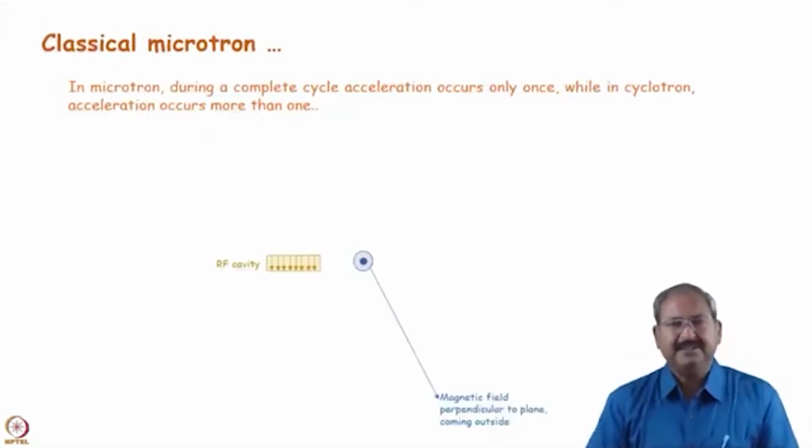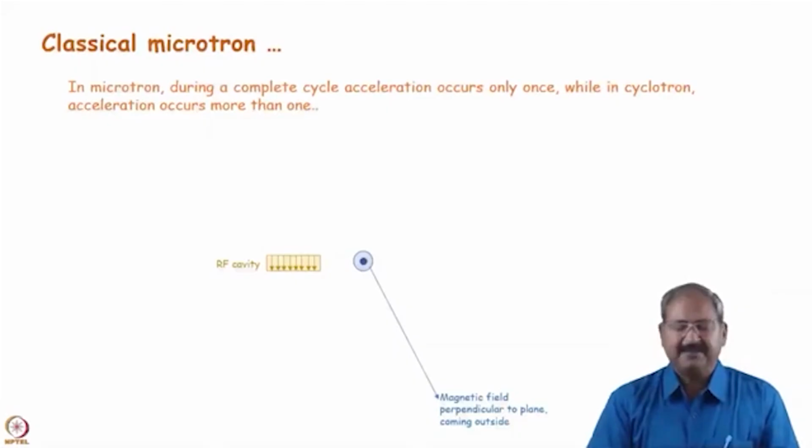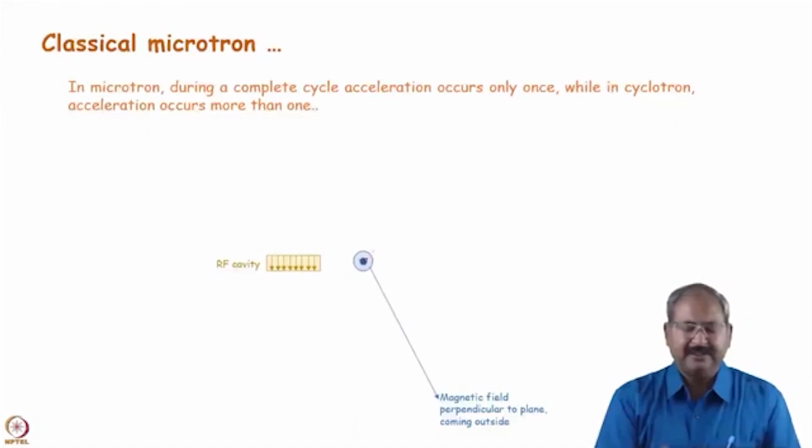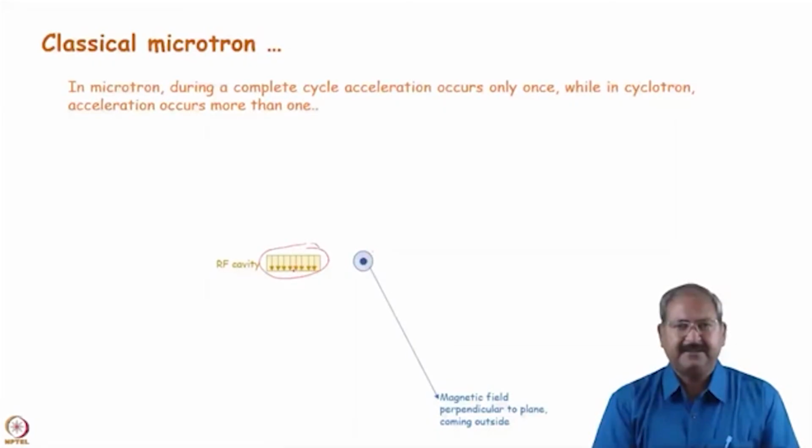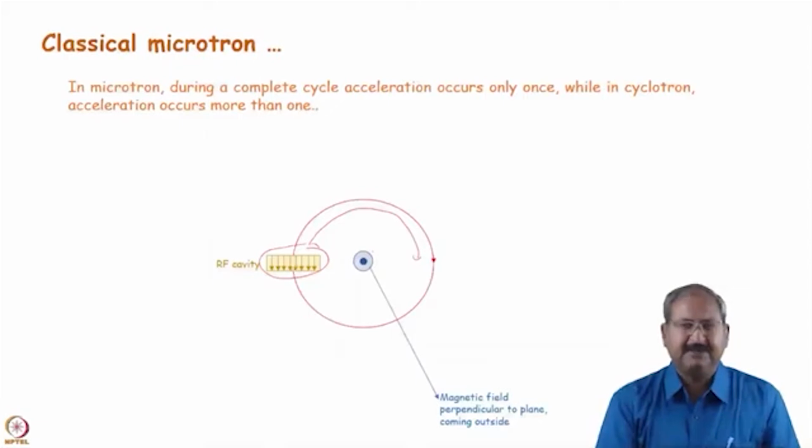Now we see how the orbit looks like in the microtron. Suppose the magnetic field is coming out of the screen in the perpendicular direction, and here is the RF cavity. Whenever the particle crosses this RF cavity, an energy change occurs. So this is the first orbit, the particle is going like this, and when it passes through the RF cavity, it gets energy.